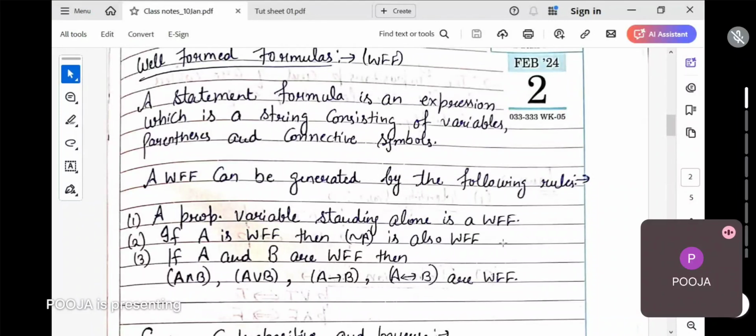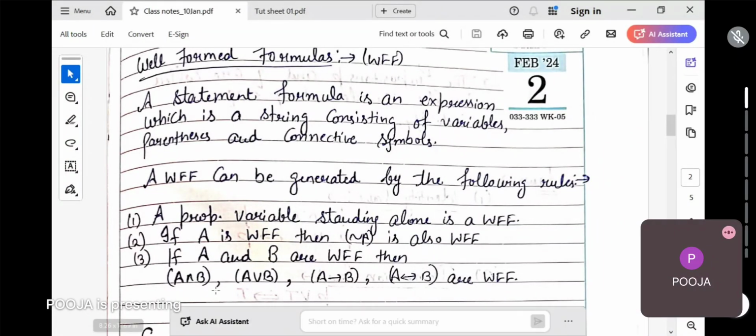Means if I am writing only P or any Q, it is actually a well-formed formula. If I am not using any kind of logical connective, then it itself is a well-formed formula. If A is well-formed, then negation A is also well-formed. So if P is well-formed, then negation P is also well-formed. And any logical connective like disjunction A, B, conjunction A, B, A implies B, A biconditional B, all are well-formed formulas. So any expression you obtain with the help of logical connectives will be a well-formed formula.